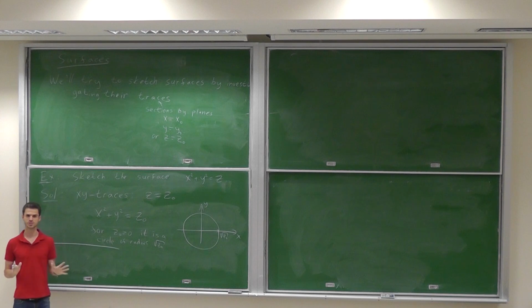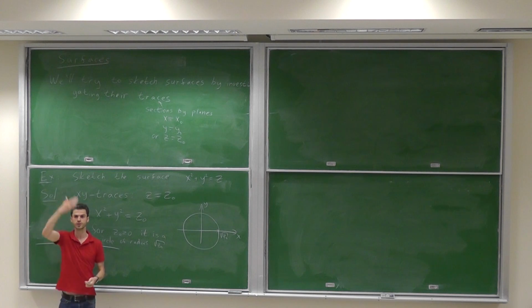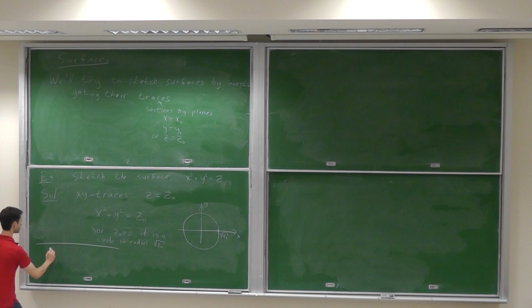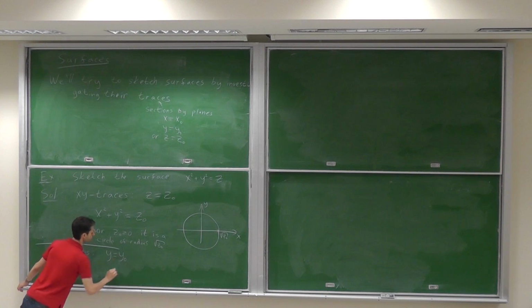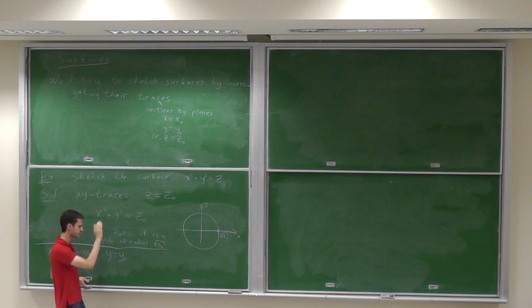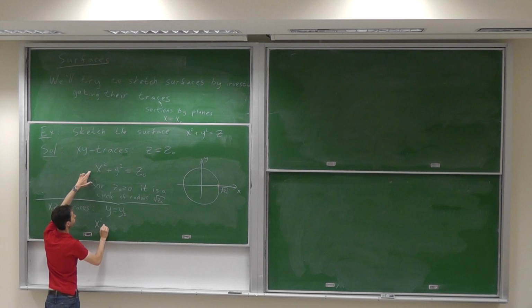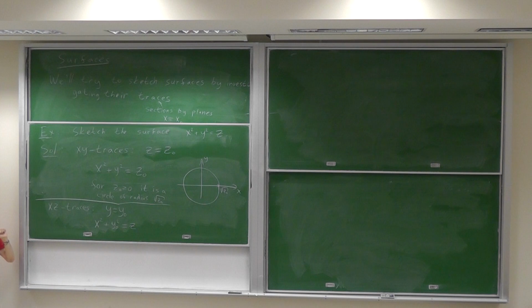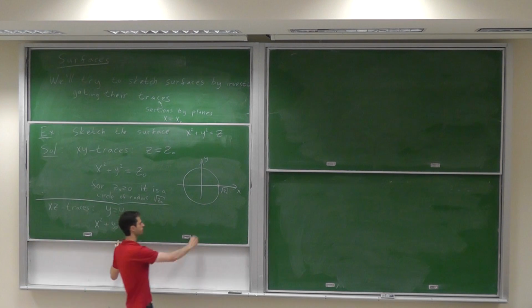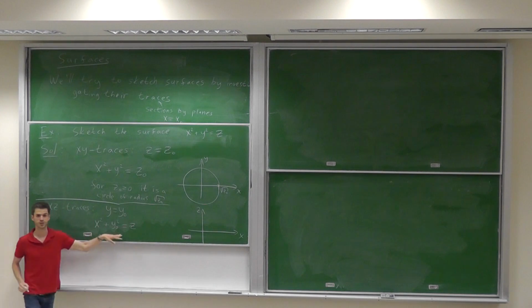Let's look what happens if we cut the surface by not horizontal planes like this, but rather vertical planes like this. So let's talk about, let's say, XZ section, XZ planes. I now look at the same equation, but now I think about y being fixed. X squared plus y naught squared is equal to z. Now I'll sketch the set of points x, z, which satisfies such an equation.